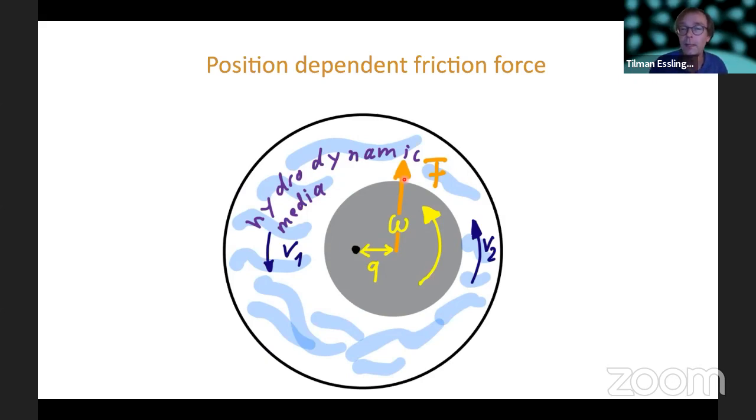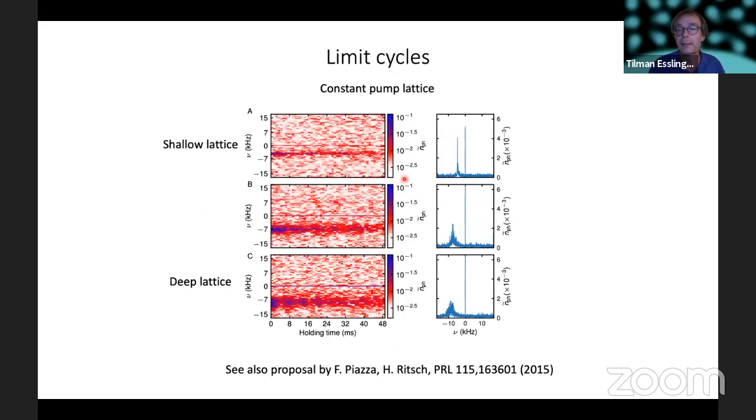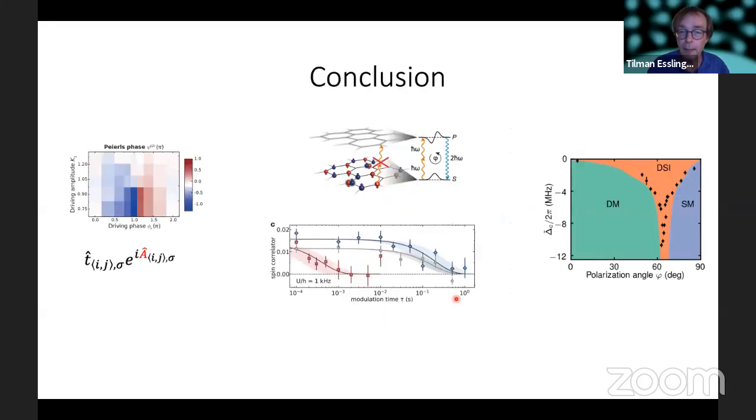We can get limit cycles in very shallow lattices. We get very stable rotational cycles. And in deeper lattices, they get broader in frequency. With this, I would conclude.